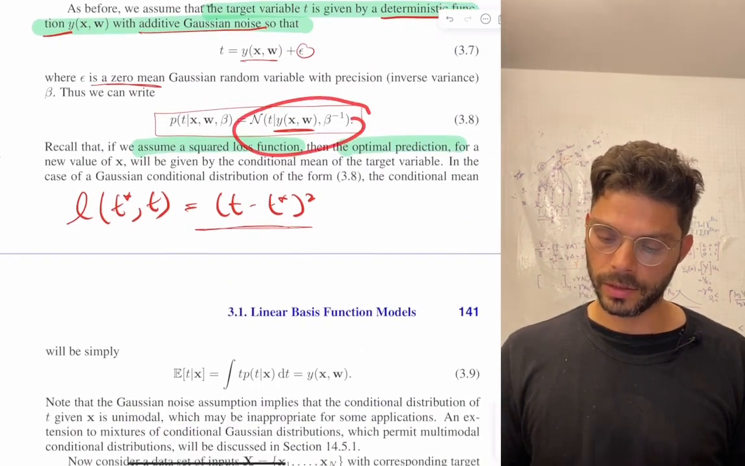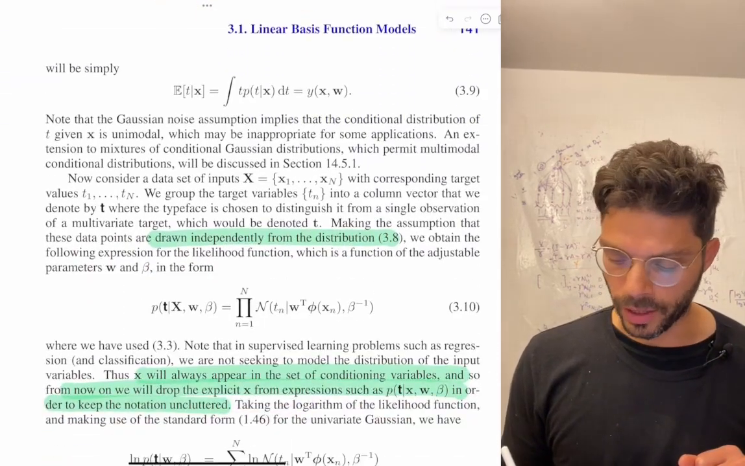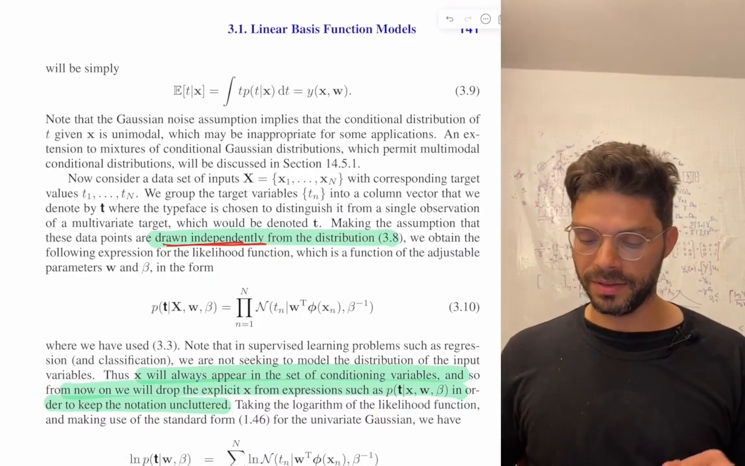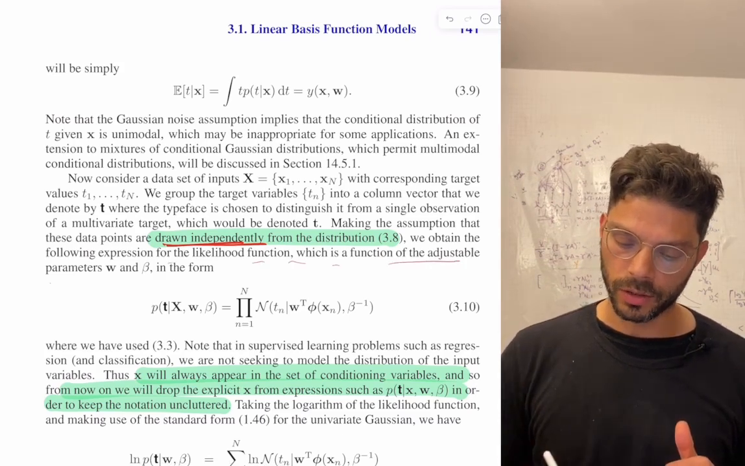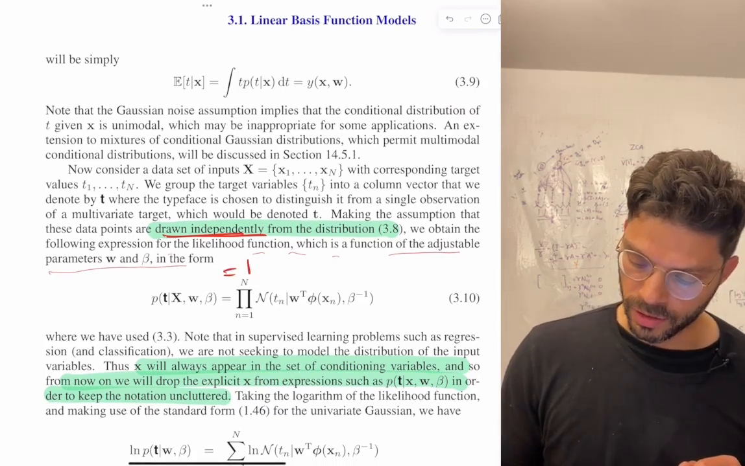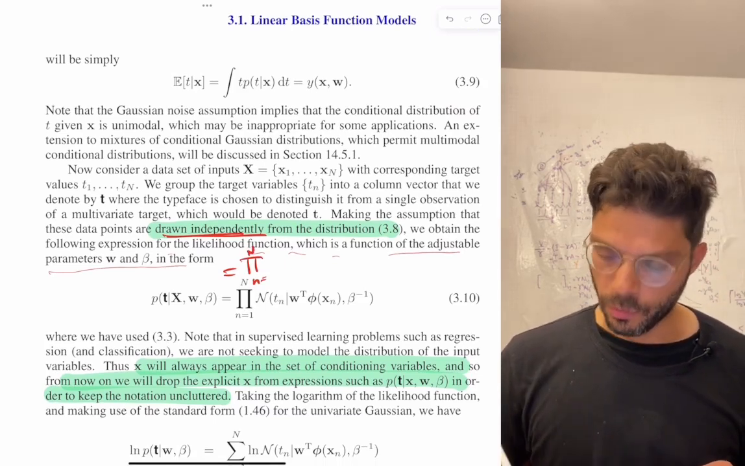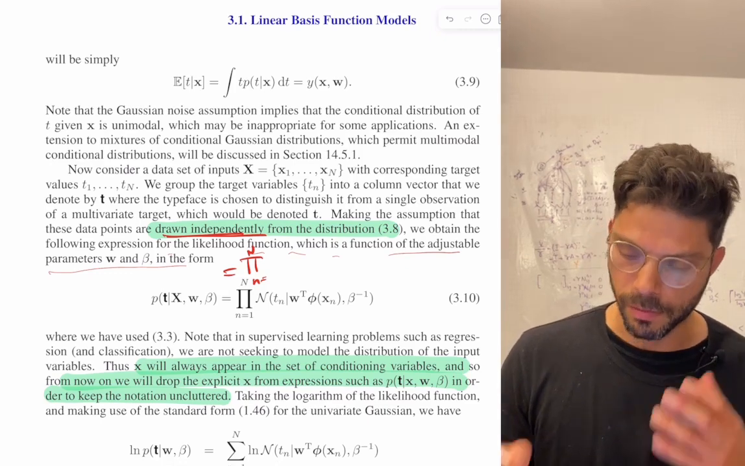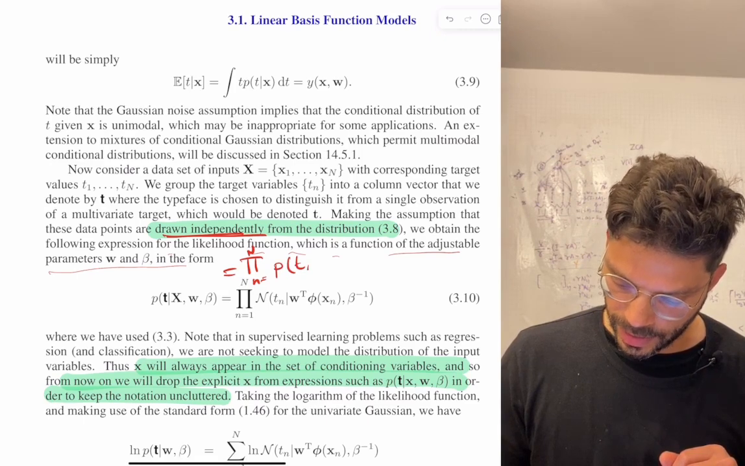That was this one. And this independence assumption is the crucial one. I think through most of the book, because that's what lets us simplify our life, basically. We obtain the following expression for the likelihood function, which is a function of the adjustable parameters w and beta. Okay, so what's happened here, and you should be getting used to this by now, the first step is we've said because of the independence, this probability is a product of the probabilities of each data point. So now it's going to be p of tn given.